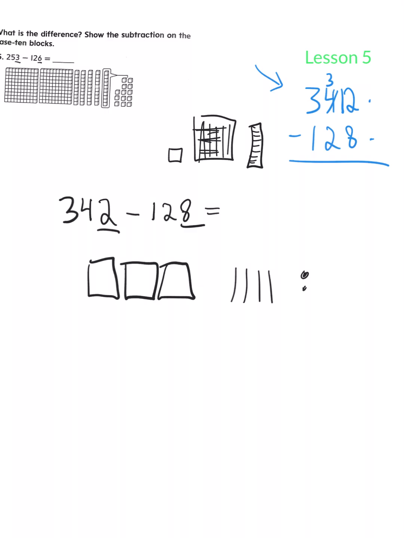So I have 2 ones, but I need more than that, so I'm going to take one of these 10s here, and I'm going to regroup it into ones. So that 10 is going to go away from the tens column basically and become 10 new ones. So 1, 2, 3, 4, 5, 6, 7, 8, 9, 10. Now I can take away 8 ones from my ones place. So I'm going to cross out 8 of them. 1, 2, 3, 4, 5, 6, 7, 8.